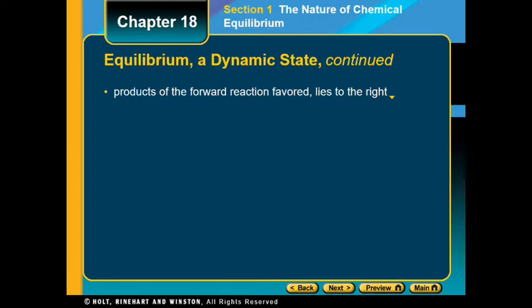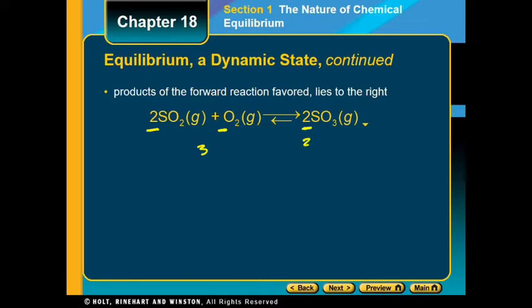If the products of a forward reaction are favored, which means lies to the right, and in this example right here, you can see the reverse reaction arrow is slightly smaller, so sulfur dioxide and oxygen gas reacting to give you sulfur trioxide. You can see that the forward reaction here is going to be slightly favored. Notice also that there are fewer moles in the forward direction, so if we were to look at our coefficients, 2 plus 1, that's 3, whereas we only have 2 over here being produced.